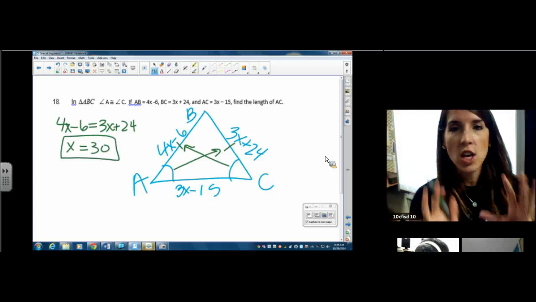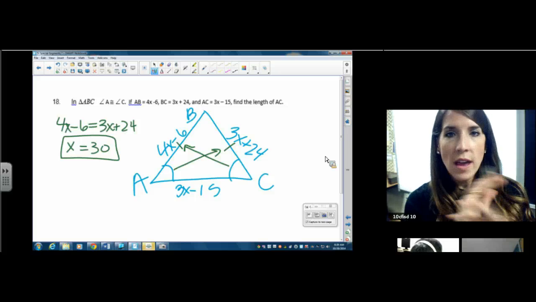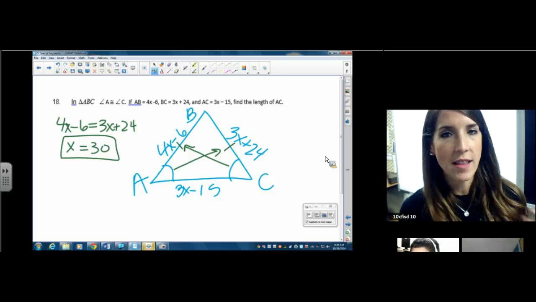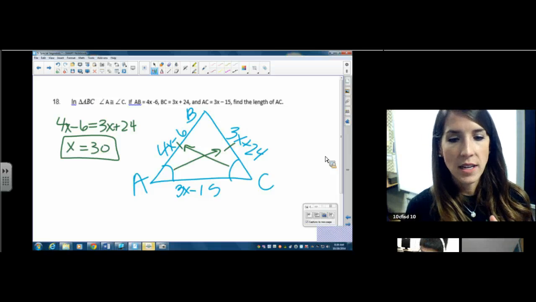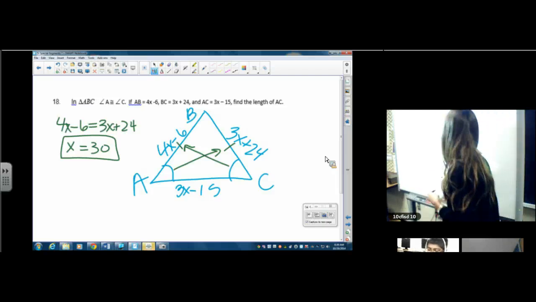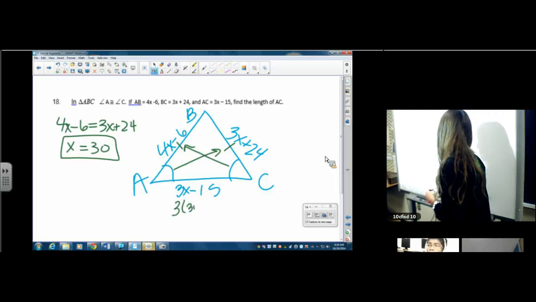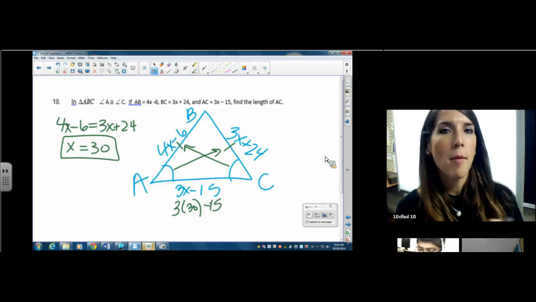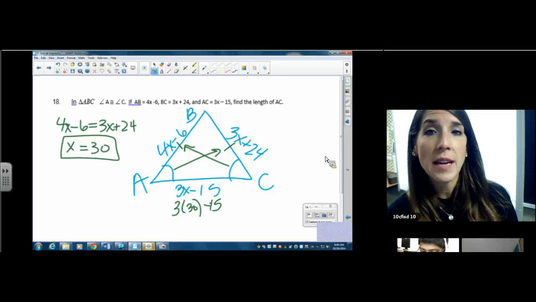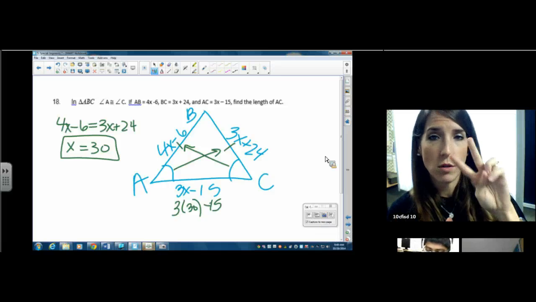So we did not use the 3x minus 15 yet. We ignored it. The base cannot help us find the legs. So now that we found x, all we do is plug it in, 3 times 30 minus 15, and boom, we have the length of AC. So instead of x here, you're going to put 30. Oops. And now that problem's over. So the key to that problem was not trying to use all three of those to solve for x. It was using the two that were important.